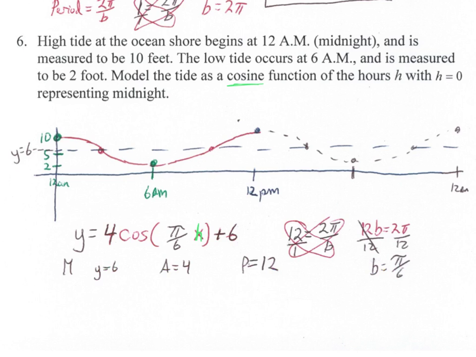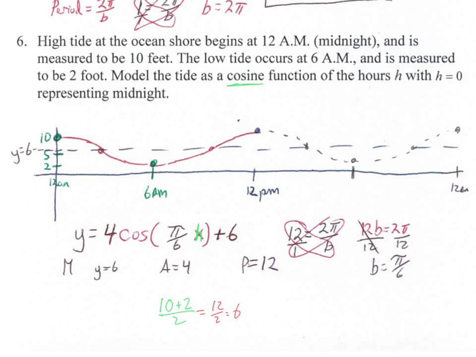How did I get 6 as my midline? Well, from 10 to 2. To find the middle of something, you average it: 10 plus 2 divided by 2 equals 12 divided by 2 equals 6. So that right there is one way to find the middle. Or you just look at it.